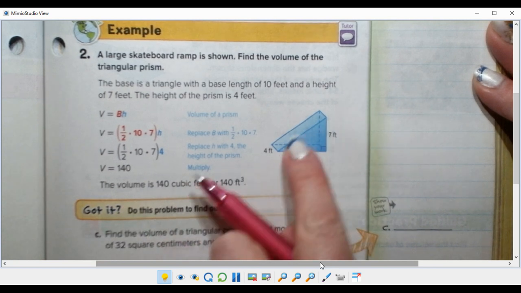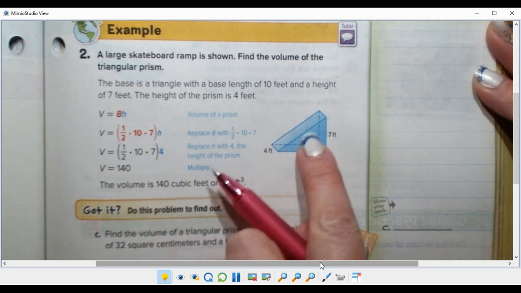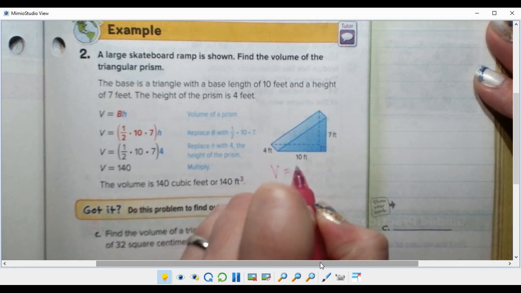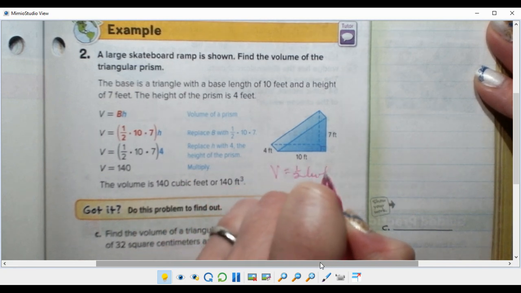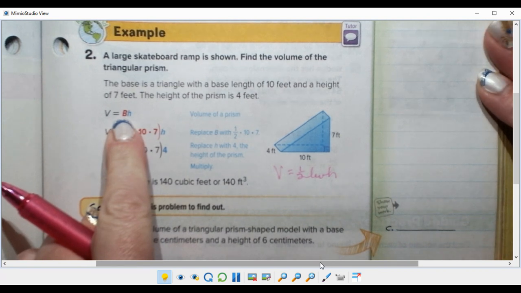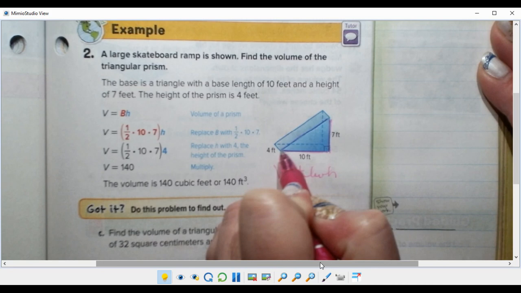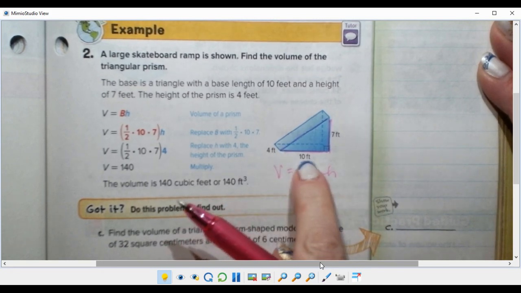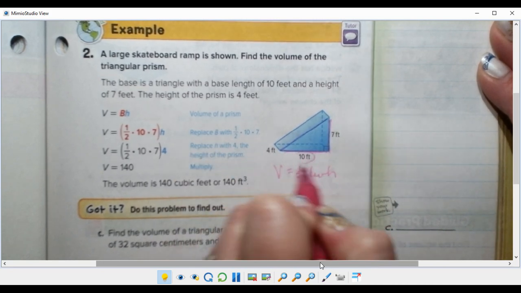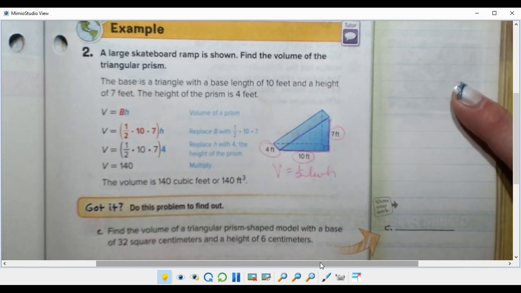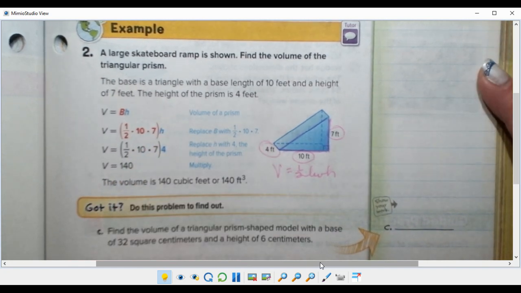They're talking about a skateboard ramp. That looks a little steep to me, but hey, we'll go with it. So formula, volume equals 1/2 times length times width times height. They're going to use big BH. Our triangle is 10 and 7 because there's a little right angle box. And then spread apart 4 feet. So it's a 4-foot wide ramp.